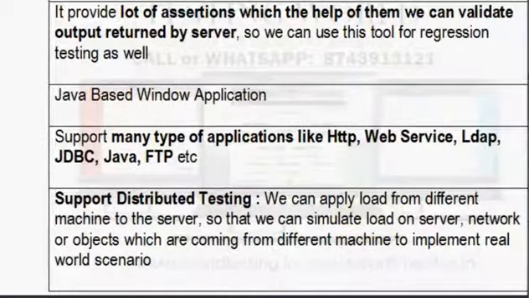In a real-time environment, servers are hit by a number of users sitting on different machines. So if you want to perform real-time scenarios by putting load on the server from different machines, that scenario is called distributed testing, and we can perform this distributed testing by using JMeter. So we can apply load on a server from different machines by using JMeter.